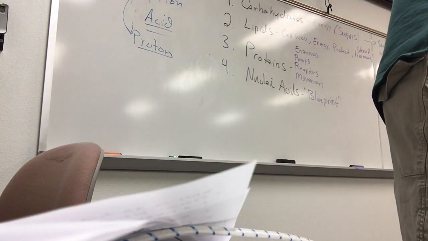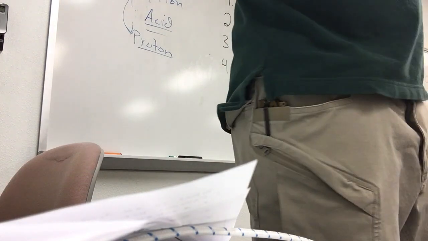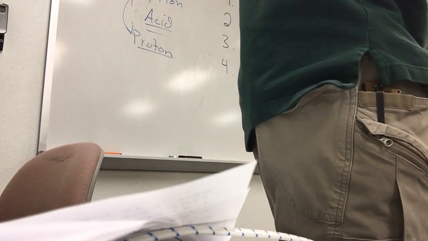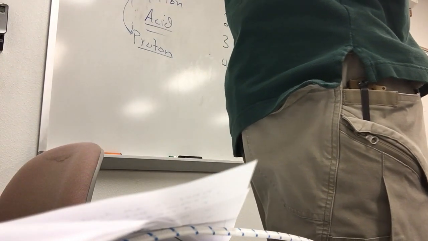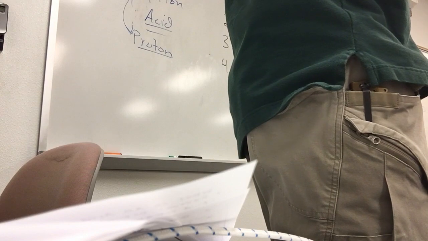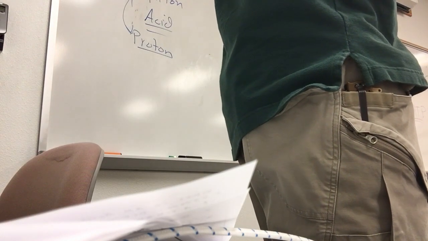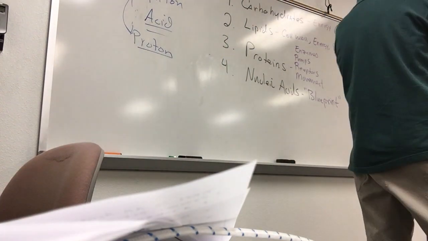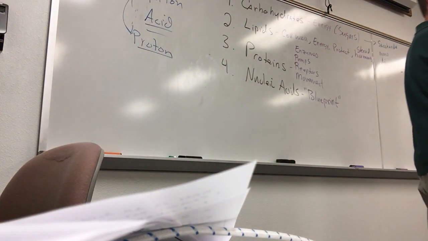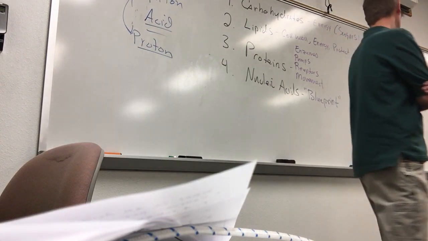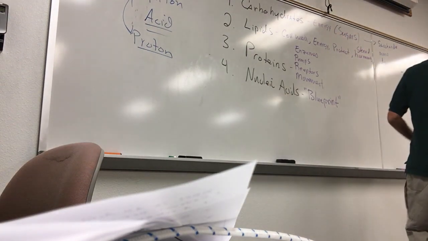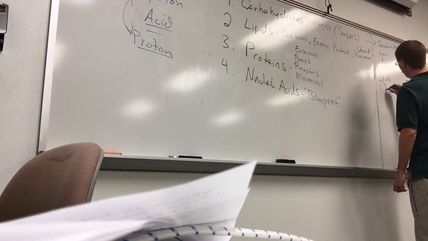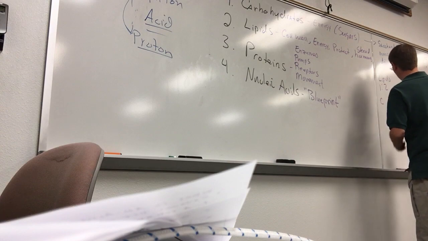Less oxygen. Much less oxygen. The ratio is reversed. What is the ratio? 1 to 2. Carbon to hydrogen ratio is 1 to 2, so there's 1 carbon for 2 hydrogens. There's a lot less oxygen. So lipids have a 1 to 2 carbon to hydrogen ratio.